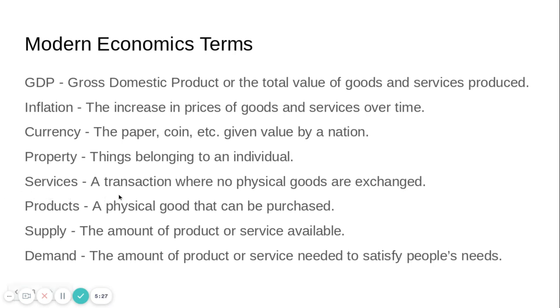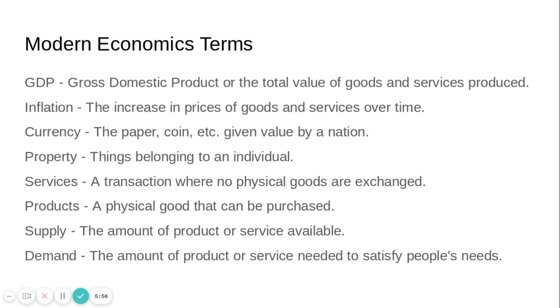Services are just a transaction where no physical goods are exchanged. So in that sense, that could be like you go to get a massage and you get a massage. That's a service. Or you go to a movie and you get to watch the movie. That's a service, right? Or a show, right? That's a service.